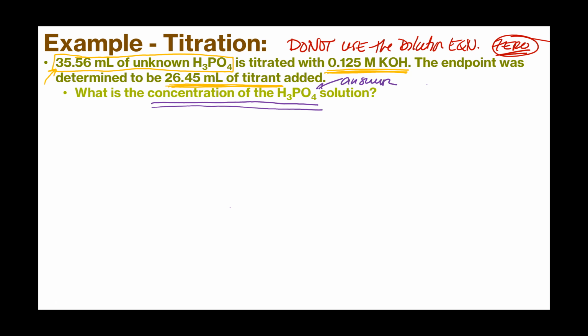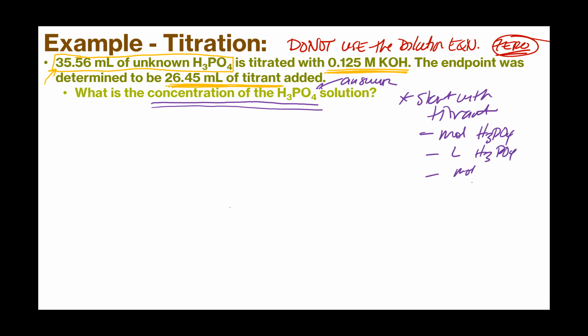So H3PO4 is our answer, so we don't want to start with it. We're going to start with the titrant. Always start with the titrant because that's what we know. Again, we have to do the same steps. We need to find moles of H3PO4. We need liters of H3PO4, and then we're going to do moles divided by liters to get our concentration.